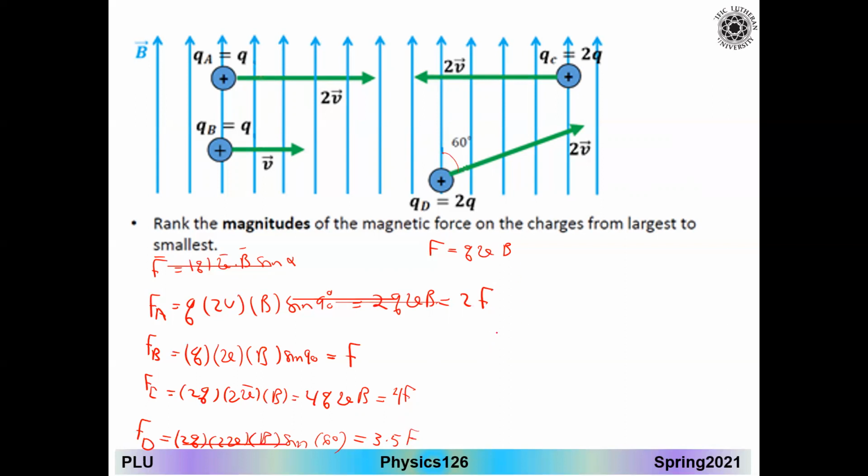So right now I can say the maximum value is the force for D. The second one comes the force of C. The third one comes the force of A. The last one, or the smallest one, will be the force on charge B.